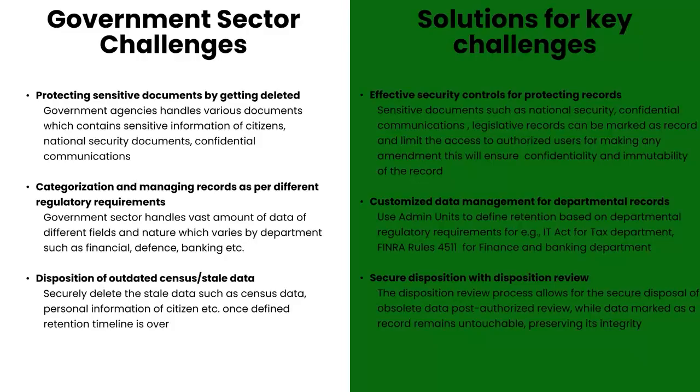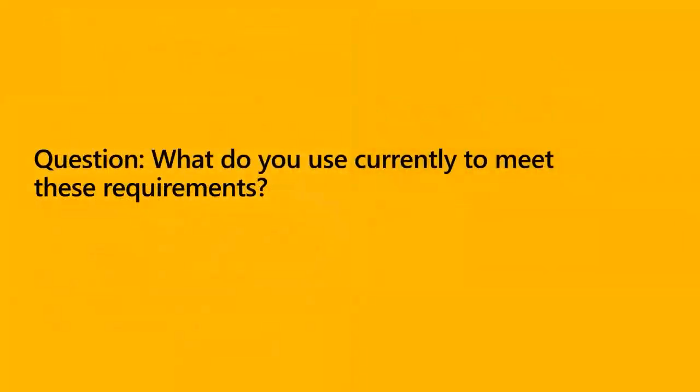So now at this point, I would basically just pause and I would like to take a quick poll with the audience. Can you basically type in the chat what do you use currently to meet these requirements? So if these requirements are applicable to you, then what do you currently use to do this? So I'll wait for 15 seconds. People can basically put in their responses and then we'll continue.